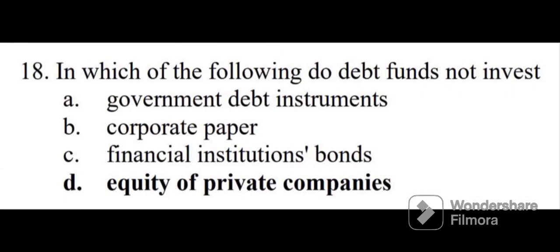So the answer would be D. Equity of private companies. In fact, no fund can invest in equity of private companies because private companies are not listed on stock exchange. They cannot buy except one option, that is pre-IPO placement. When a private company is willing to go public and bring its IPO, the mutual fund company can invest as an anchor investor.